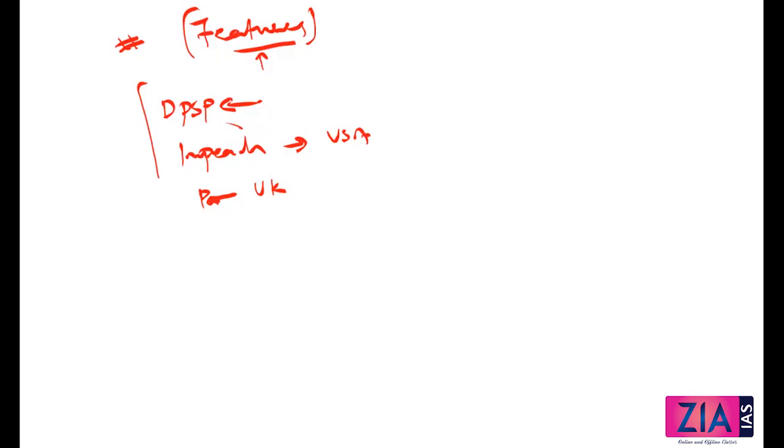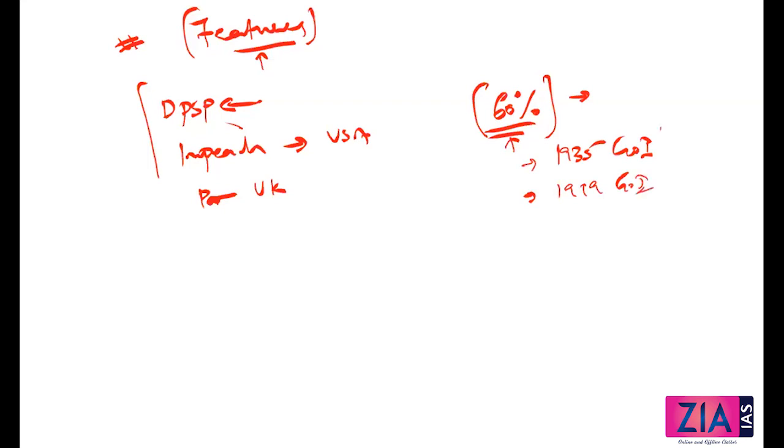Okay, so in fact, 60% of our constitution is from Government of India Act 1935. Whether it is this federal structure or all those things, even Supreme Court, this Public Service Commission, and everything is there. You can see that. I hope you will be going through that 1935 Government of India Act. This is very important. And anyway, 1919 Government of India Act also is very important for you.